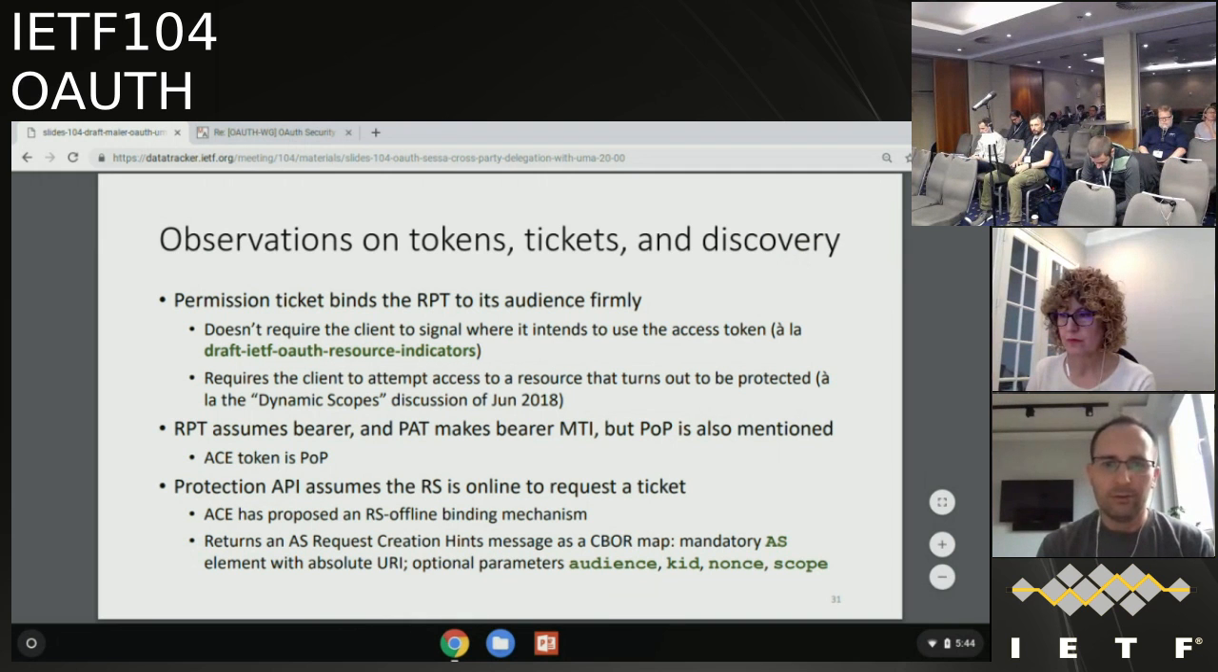Okay, and some observations. Yeah, let me take this, and we can go to the end right after this. I just wanted to point out that we've been watching with interest what ACE has been doing, also watching the resource indicators conversation. And the RS offline use cases is of interest to us, given a lot of IoT use cases that UMA seems to have. So I'll just let that sit there in case there are people interested to go down that path.